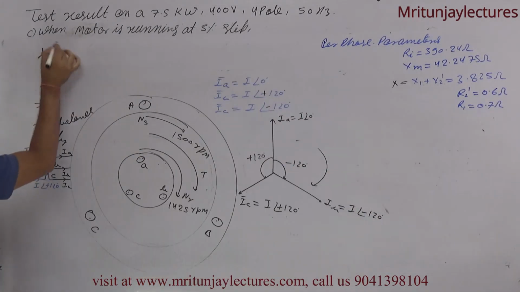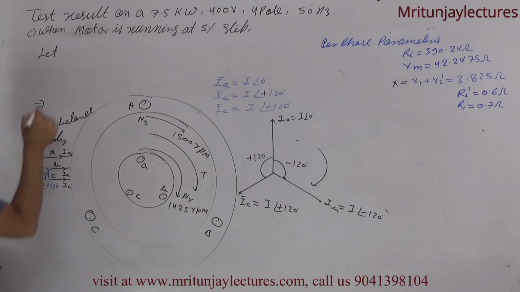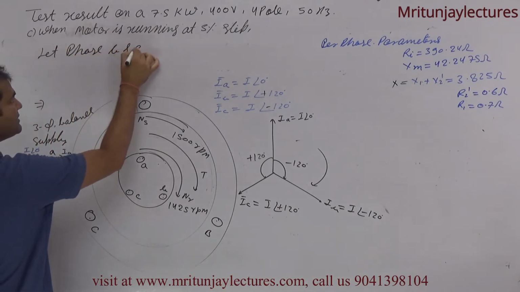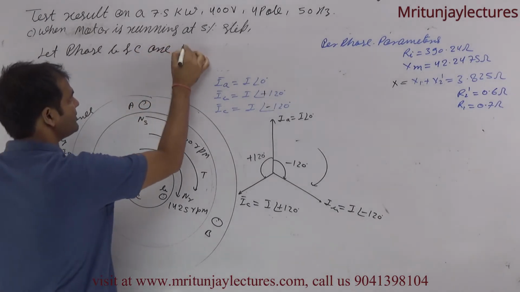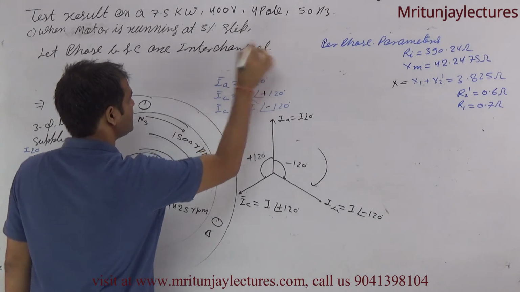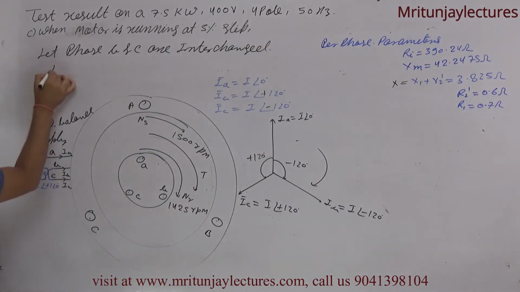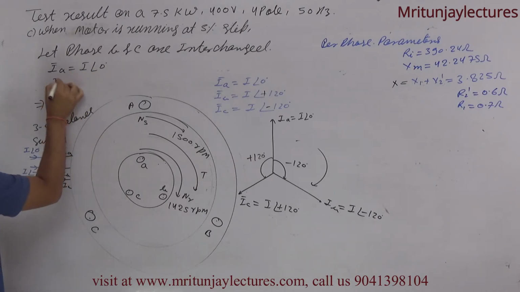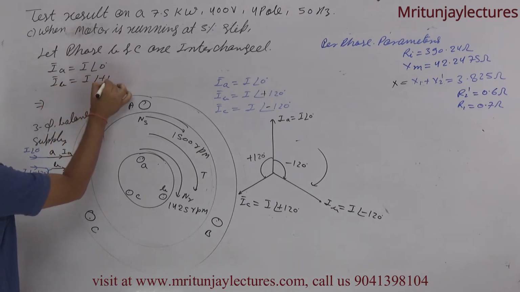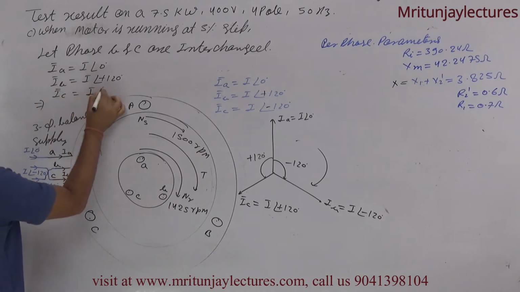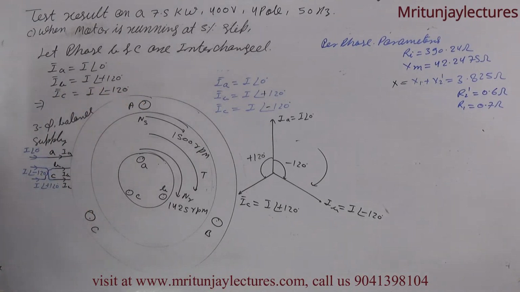Let phase B and C be interchanged. Okay, then what about IA like this one, and what about IB? IB is I at the angle plus 120, and what about IC? IC is equal to I at the angle minus 120.